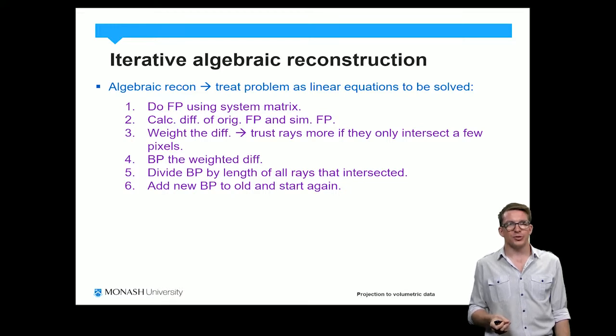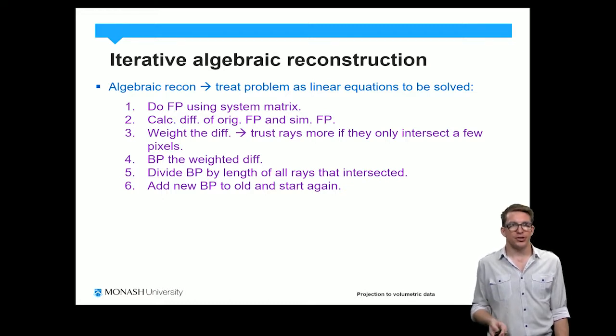Now the actual algebraic recipe, we saw previously the steps of the general iterative recipe, but the specific algebraic recipe looks like this. So we do a forward projection using the system matrix. We calculate the difference of the original forward projection and our simulated forward projection, which we've just done. We weight the difference, so we're going to trust the rays that only go through a few pixels.